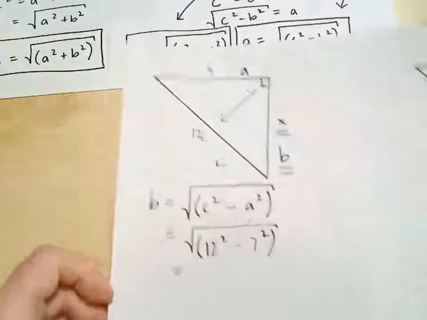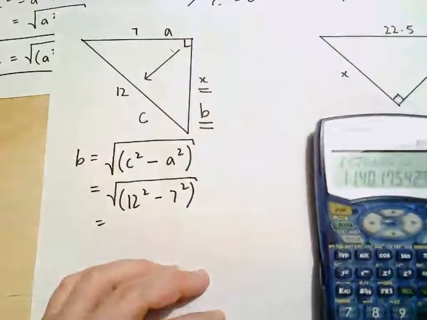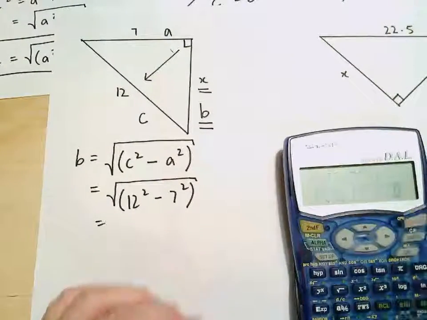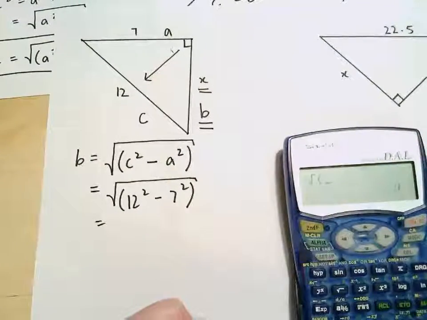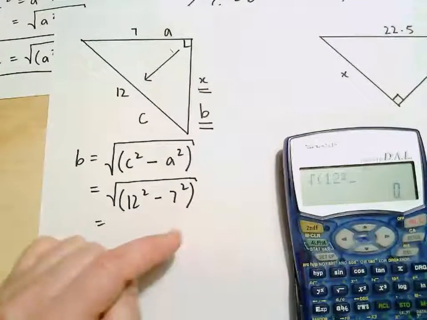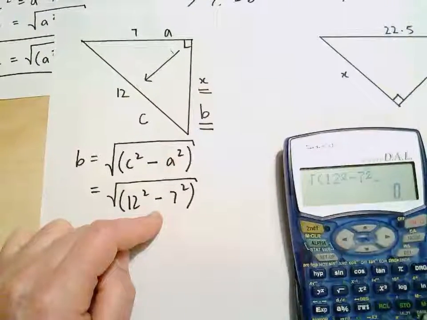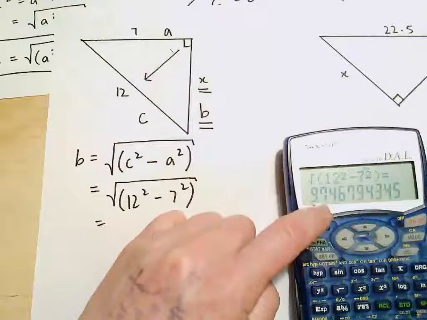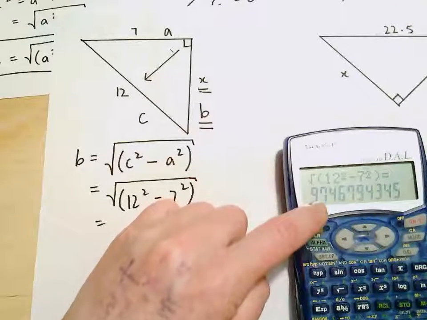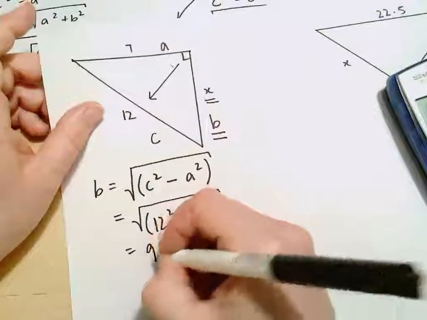And I plug it into my calculator. Here we go again. Sorry about the glare. So we've got the square root. Don't forget the brackets. 12 squared. This time remember it's subtract because I'm finding a shorter side. And subtract 7 squared, which equals, rounding to one decimal place, 9.7, because the next digit is a 4. So this rounds to 9.7.